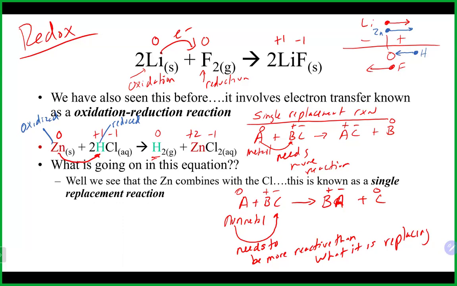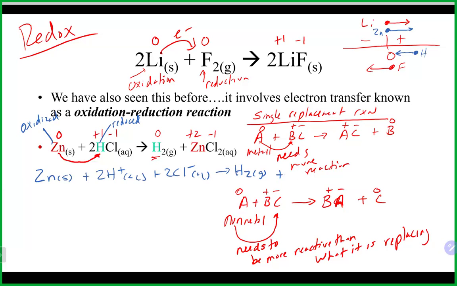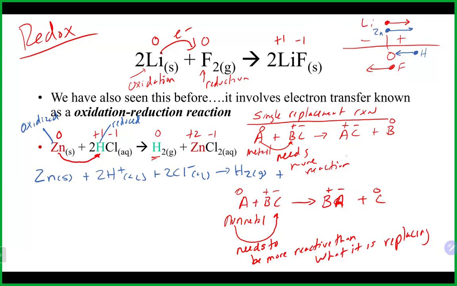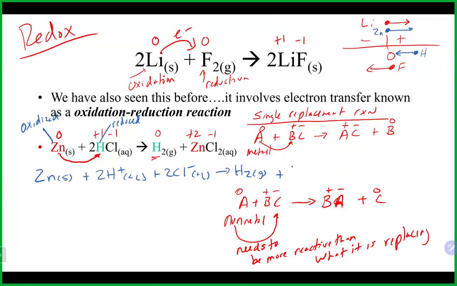You could actually, if you wanted to, write a total ionic equation for this. This would be this plus this plus this. Again, it's going to break apart. Hydrogen, which is a gas, will stay together. And our zinc chloride will also break apart. Let me just get rid of some of my writing there. So we would have zinc and 2 chlorides in this case. And this would be our total ionic equation.